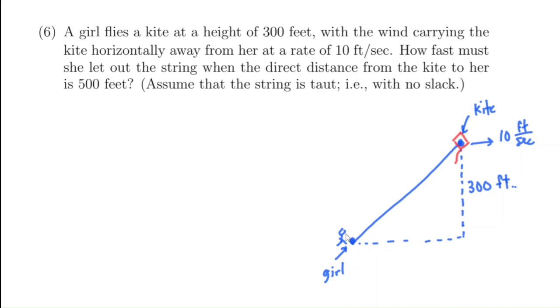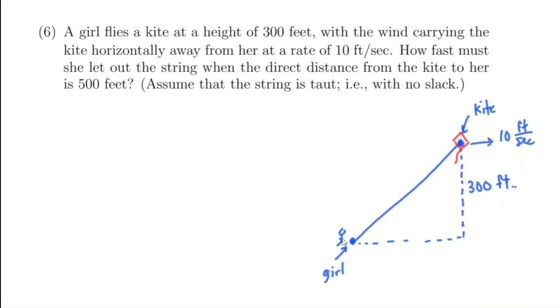So I've drawn a picture of the situation. We have a girl down here on the ground with this kite being flown at a height of 300 feet. Now that height is not changing. Okay, the kite is going to be carried horizontally away from her, but this height of the kite is going to be 300 feet the entire time. And the wind is carrying the kite away from her horizontally at a rate of 10 feet per second.